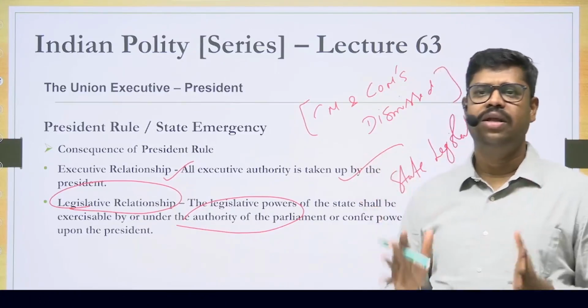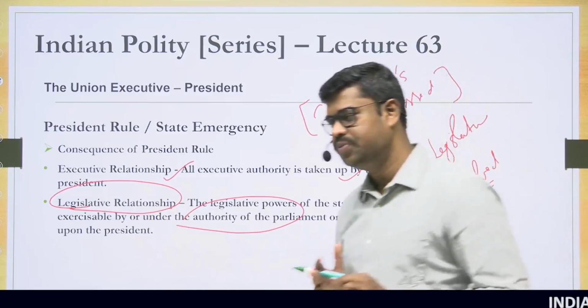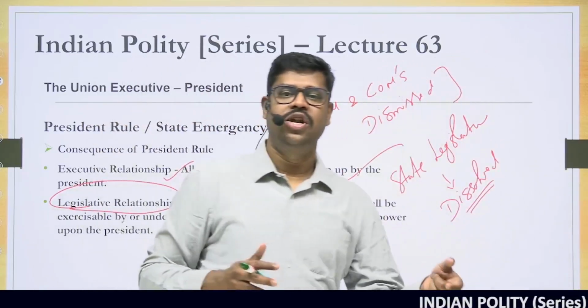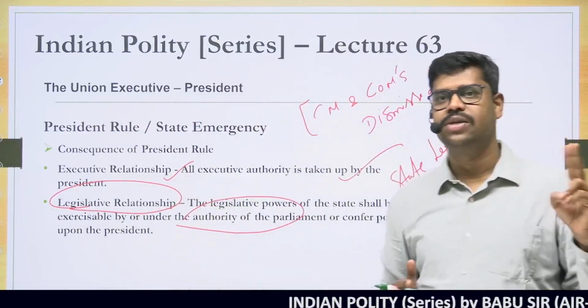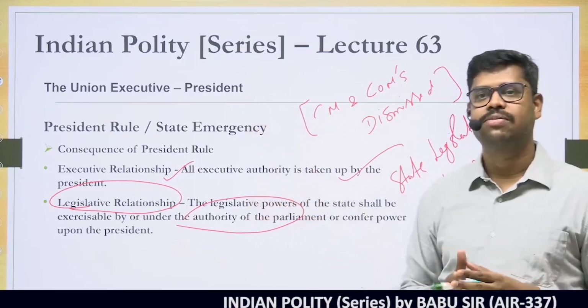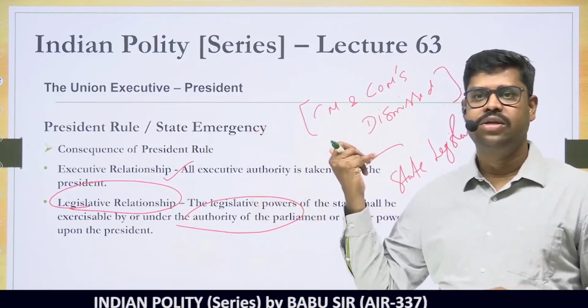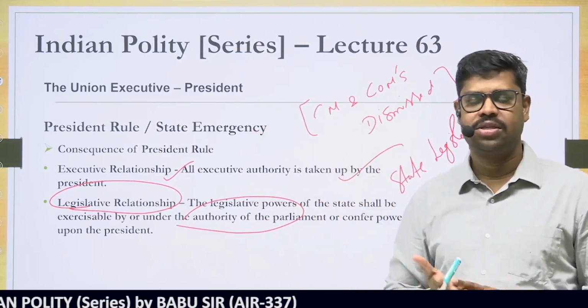But normally this power is exercised by the parliament. So two important things that you have to understand. The executive authority will be taken up by the president, and the legislative power will be taken up by the parliament. So try to keep both the things in your mind in case of the consequences when it comes to president rule. While the executive authority is taken up by the union executive, that is the president, the legislative power is taken up by the union legislature, that is the parliament.